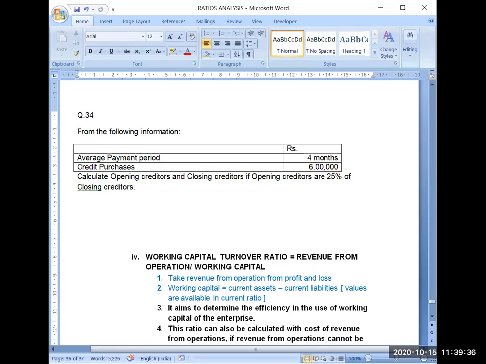So first we will write the formula for average payment period. Average payment period is equal to, and you can observe that average payment period is given in terms of months also. So because it is given in terms of months, here in the formula I will be writing number of months only, divided by trade payable turnover ratio.